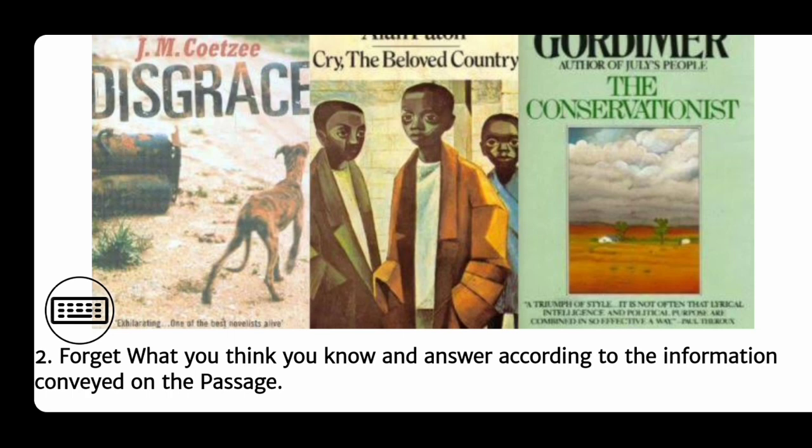The second secret is this: forget what you think you know and answer according to the information conveyed in the passage. You see, this is the very reason a lot of candidates fail Jamb English, and as a result have a very low score in Jamb. As a candidate, when you are faced with a passage, whatever the passage says is what you must give when the author asks you a relating question.